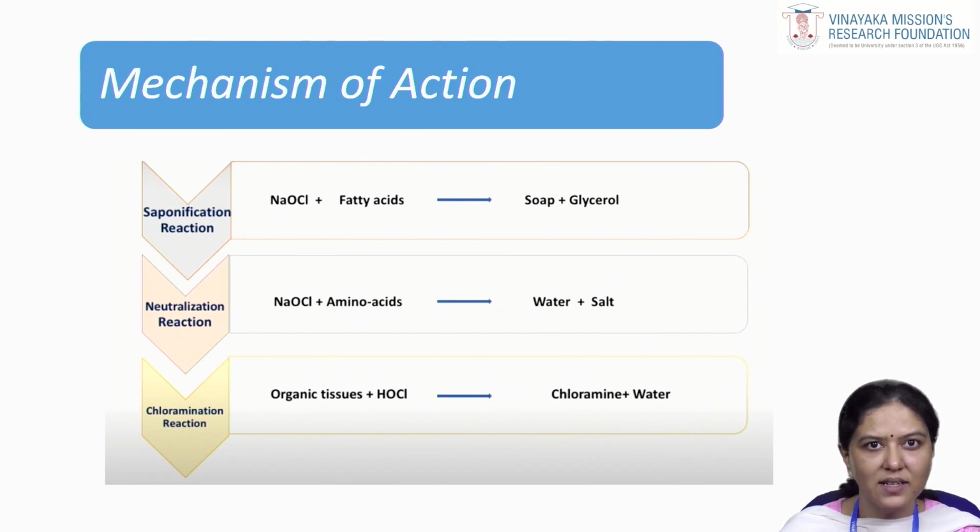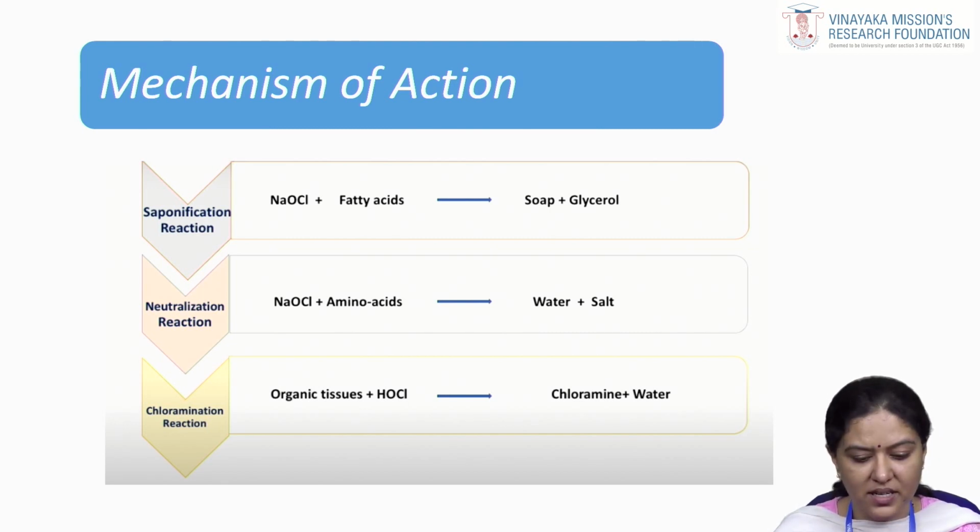Sodium hypochlorite acts as a solvent for organic and fat, degrading them into fatty acids, salts and glycerol. This reduces the surface tension of the remaining solution, followed by amino acids which are neutralized by sodium hypochlorite, forming water and salt as shown in the neutralization reaction. The pH is reduced with the exit of hydroxyl ions. The chloramination reaction next follows, breaking into chloramine and water. Thus, amino acid degradation and hydrolysis is done by hypochlorous acid and hypochlorite ions.